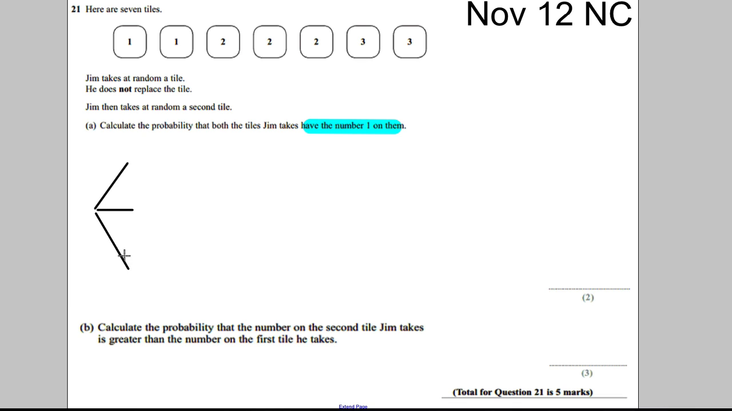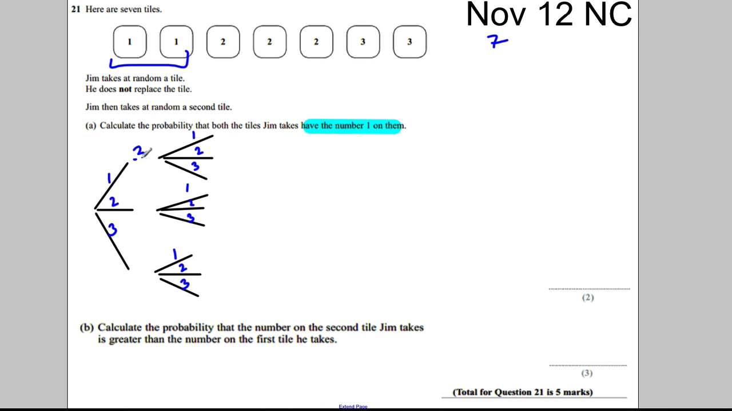You can either take a 1, a 2, or a 3. And then afterwards you can take a 1, a 2, or a 3, each time. So here are the options, again a 1, a 2, or a 3. The probability of 1 is 2 out of a possible 1, 2, 3, 4, 5, 6, 7. There are 7 in total.